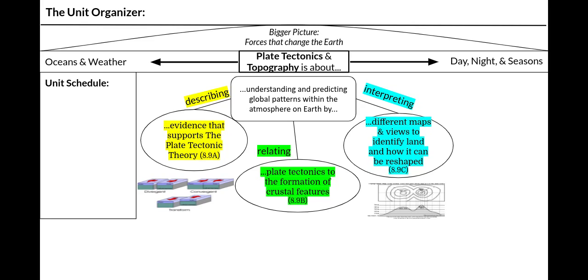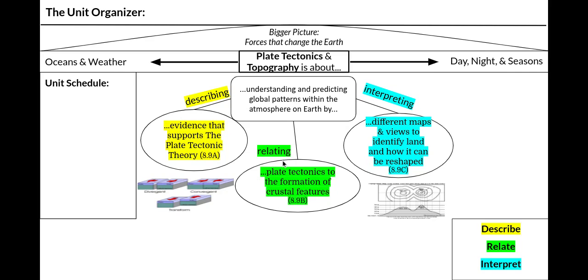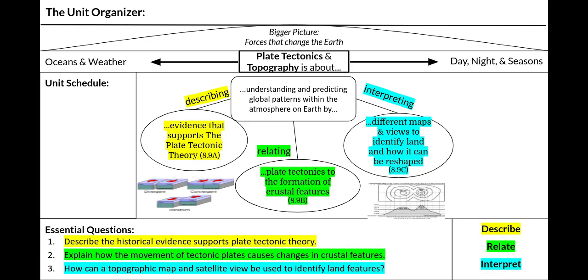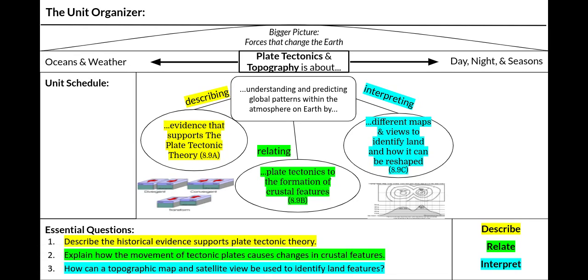So our unit relationships that we are focusing on is describe, relate, and interpret. Okay, I'm getting these three words from the verbs from our about. Okay, so we have some essential questions and they are actually color coded to each one of these bubbles. All right, so the first bubble, it goes with the essential question, describe the historical evidence that supports plate tectonic theory. If you can answer that question, you fully understand what that part of our unit is about.